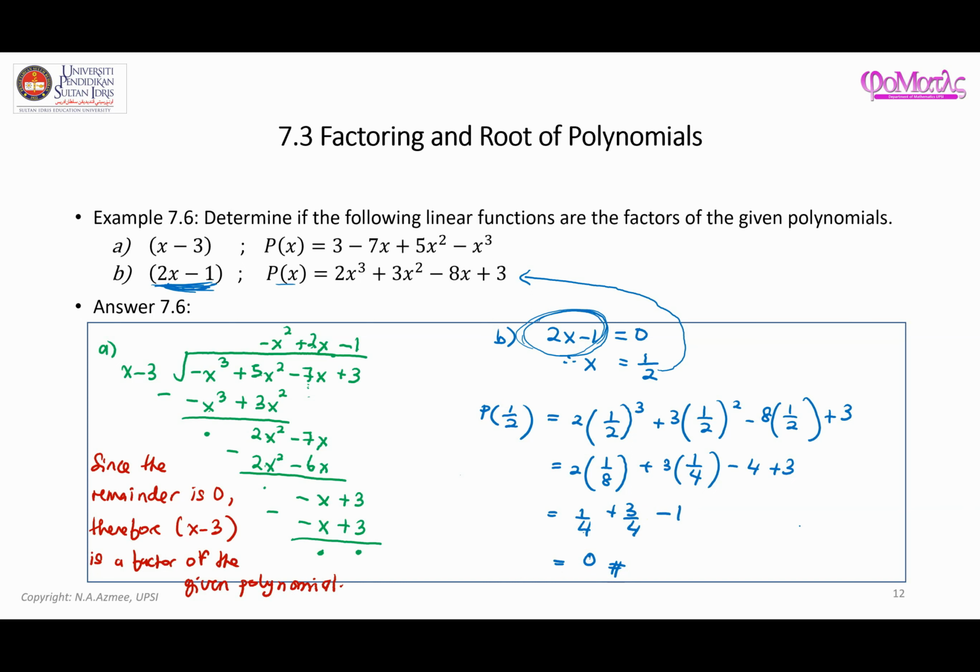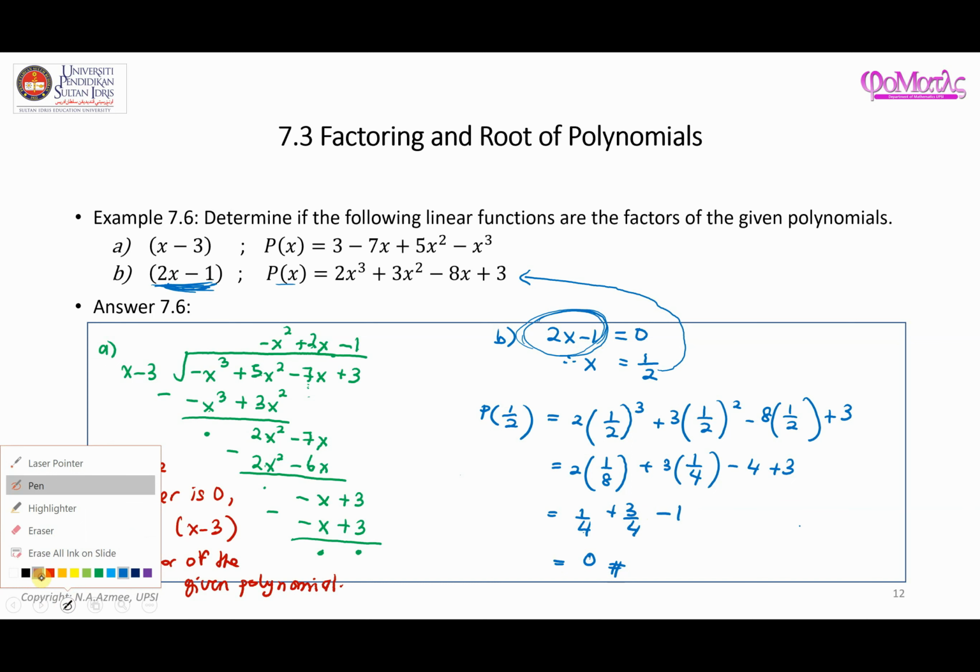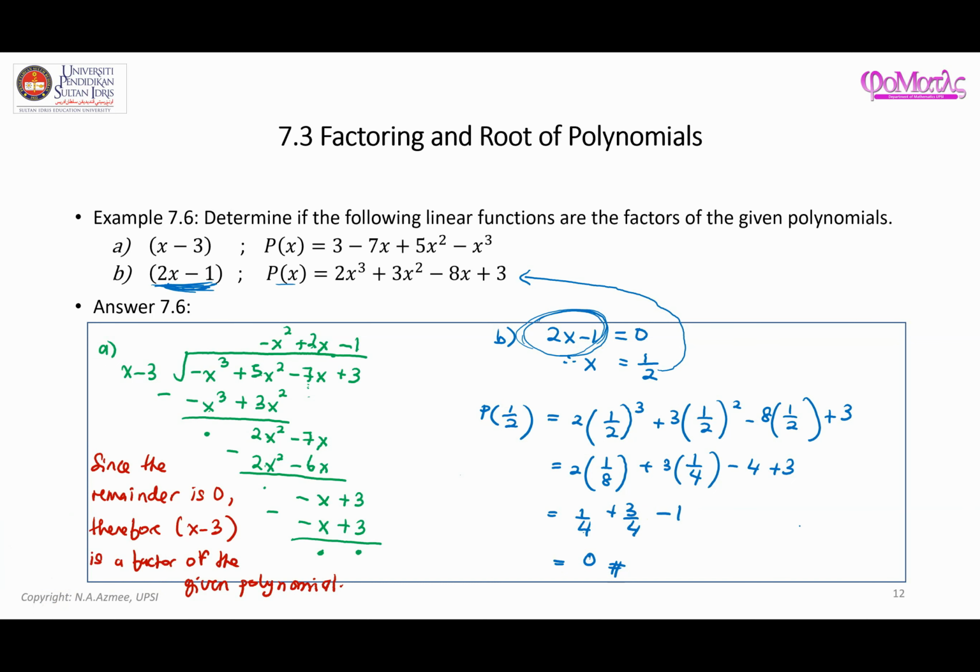And because of that, 2x minus 1 is a factor of the given polynomial. So you can write down some justification. Since the polynomial function valued at x equals half is equal to 0, therefore 2x minus 1 is a factor of the given polynomial.